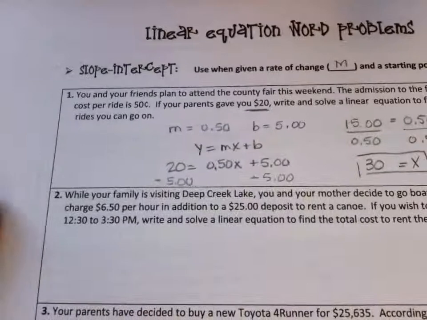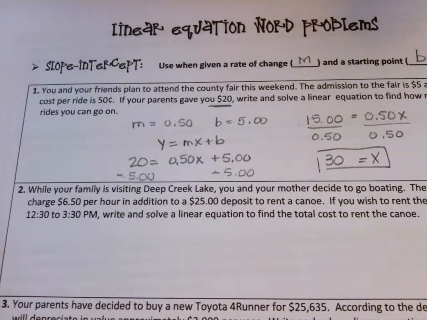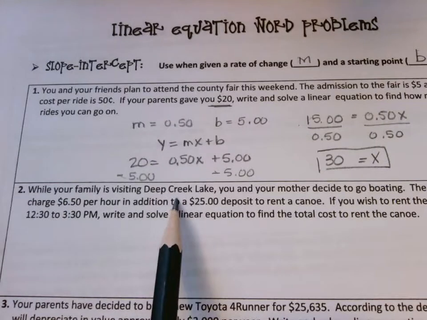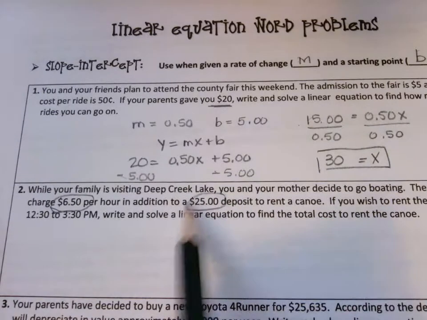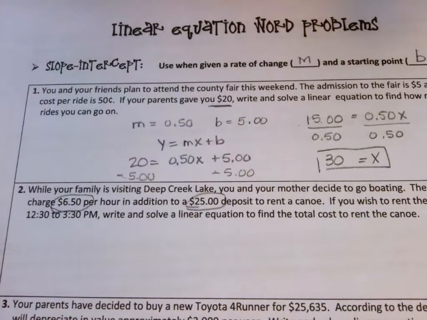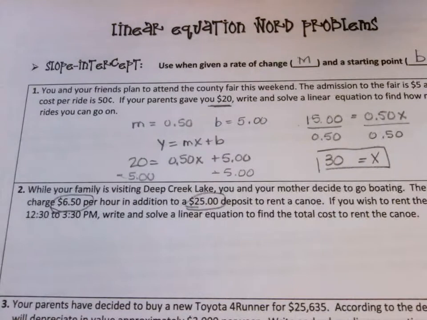Let's take a look at problem number 2 and see if we can identify the slope and the y-intercept in problem 2. While your family is visiting Deep Creek Lake, you and your mother decide to go boating. The rangers charge $6.50 per hour in addition to a $25 deposit to rent a canoe. If you wish to rent the canoe from 12:30 to 3:30, write and solve a linear equation to find the total cost to rent the canoe.